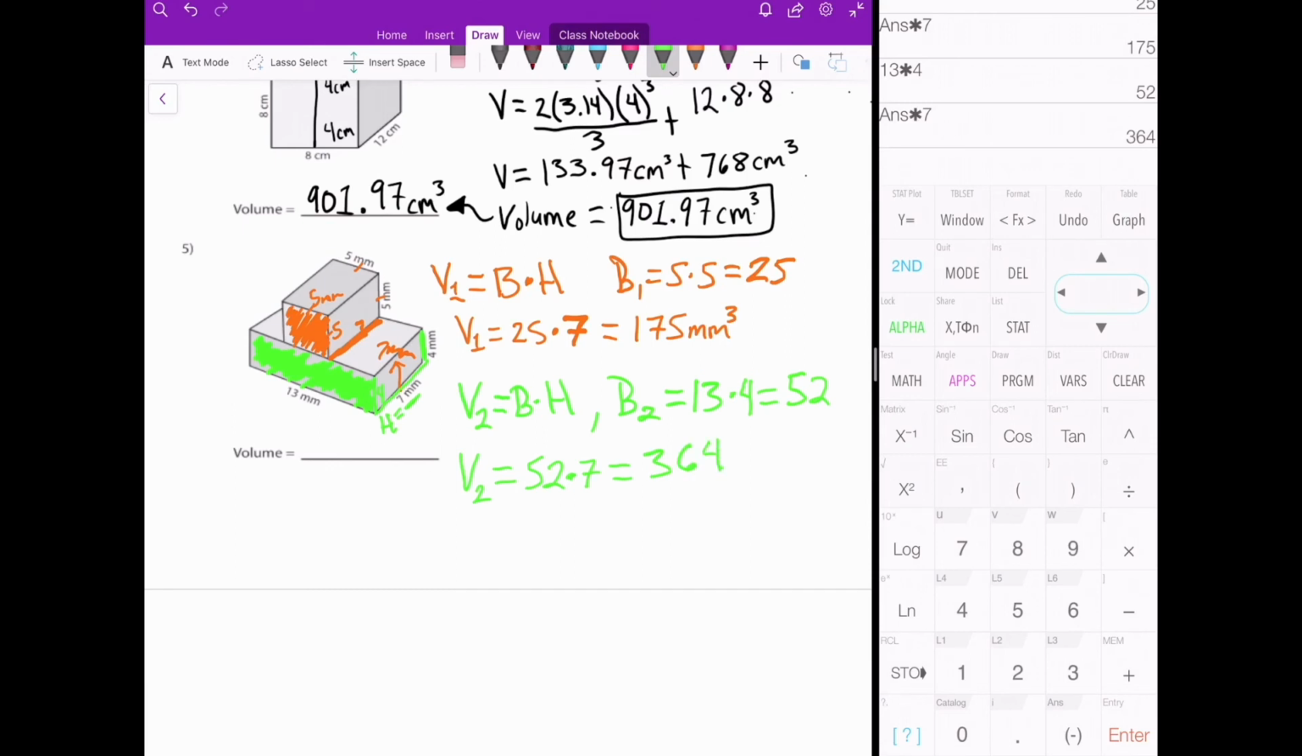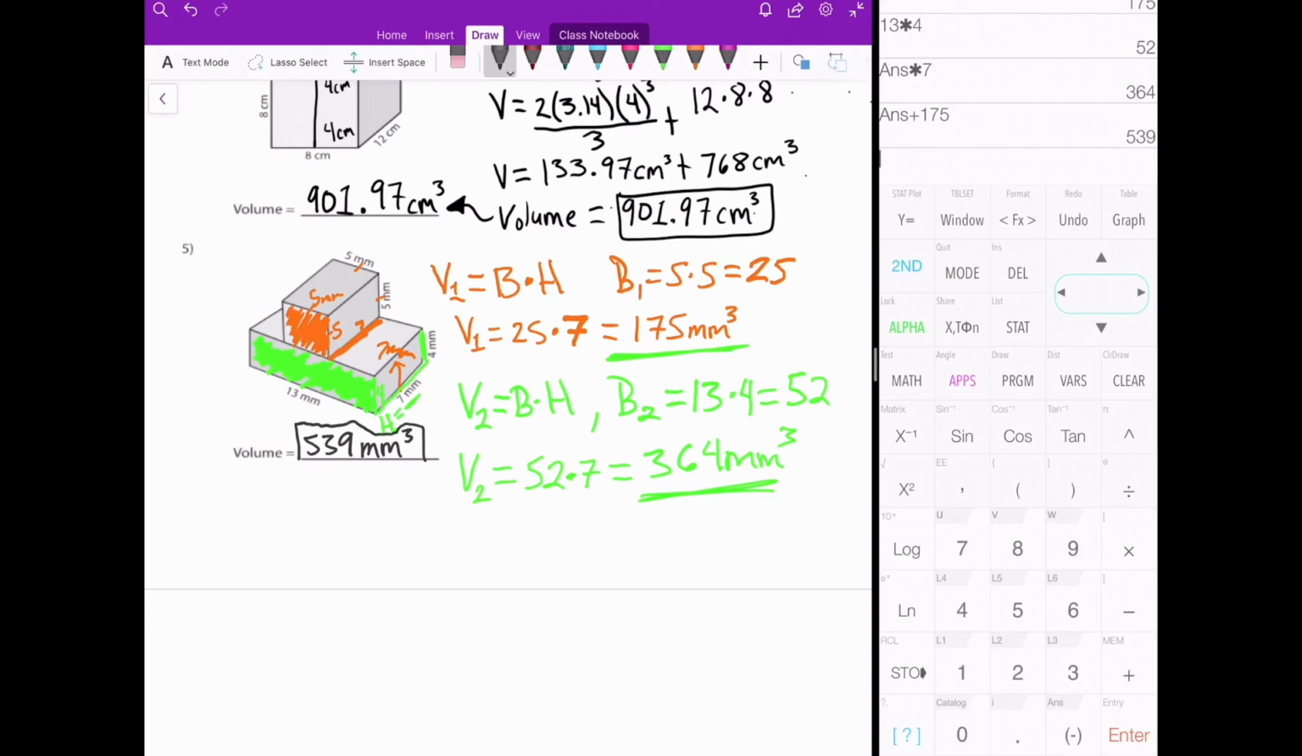And now I have to add those two volumes. So when I add those two volumes, I'm going to get, let's see, that one right there, add this one, and add that one. So I'll put in my calculator plus 175. And then my final answer is 539 millimeters cubed. So let's write that down in black. And then we're going to box our answer. So let's see. There it is.